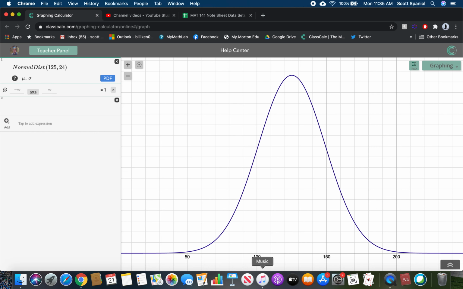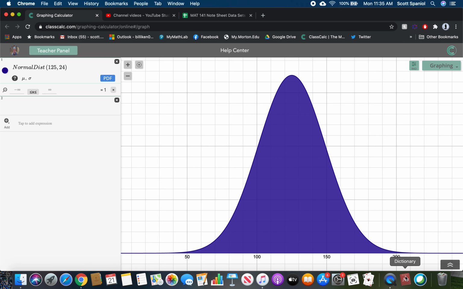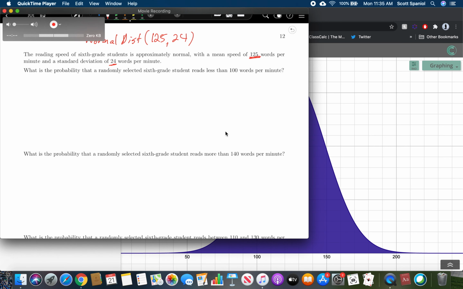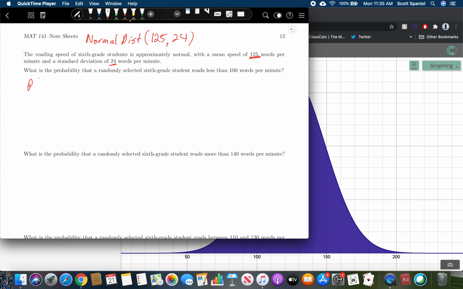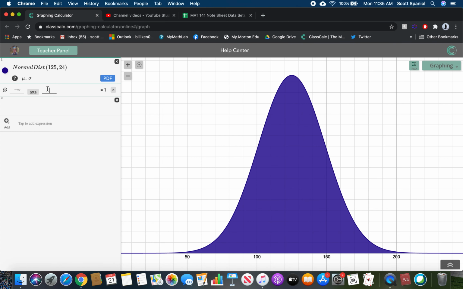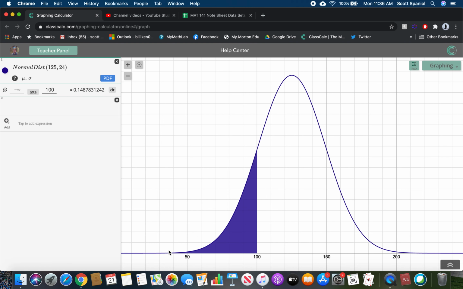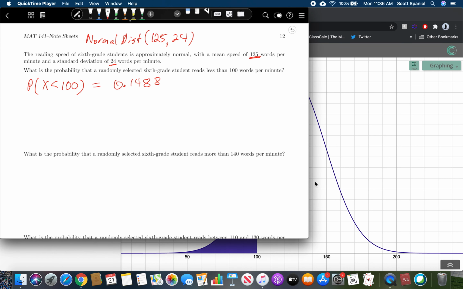So we can use CDF to find probabilities, right? If I go back to the problem, it says, what is the probability that a randomly selected 6th grader reads less than 100 words per minute? So that's the probability that x is less than 100. Less than 100 would be the area to the left of 100, so I put 100 on the right, and notice it's shading less than 100. And so we get a probability of 0.1488. So there's about a 14.88% chance that a 6th grader reads less than 100 words per minute.